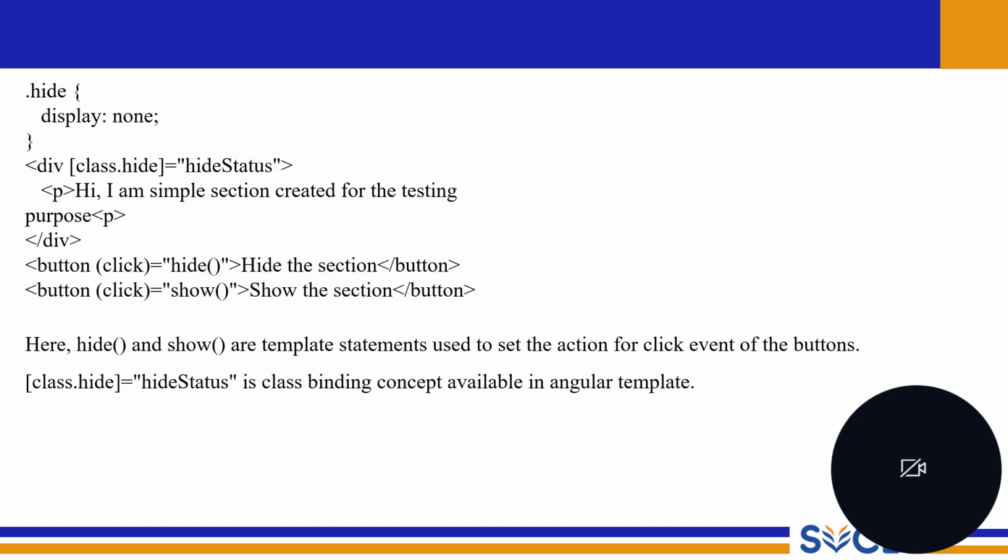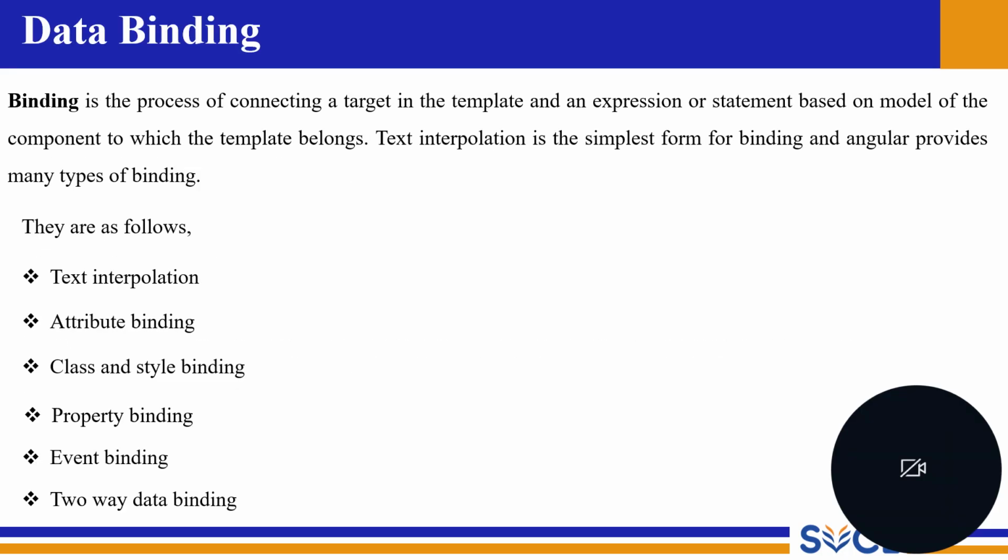Here hide and show are the template statements used to set the action for the click events of the button. And then next one is data binding. Binding is the process of connecting a target in the template and expressions or statements based on the model of the component to which the template belongs. Text interpolation is the simplest form of binding, and Angular provides many types of binding.